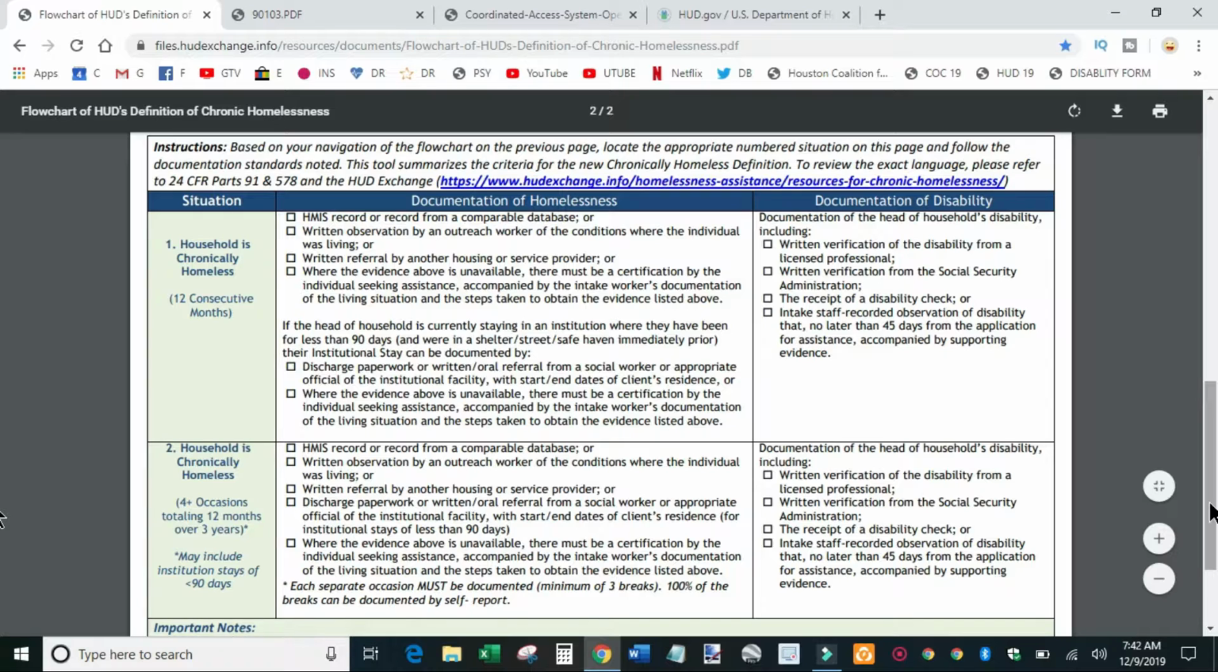Now, documentation of disability is a little bit different, but I first want to tell you there's a much lower standard of proving a disability to HUD than there is going out and getting a disability check.